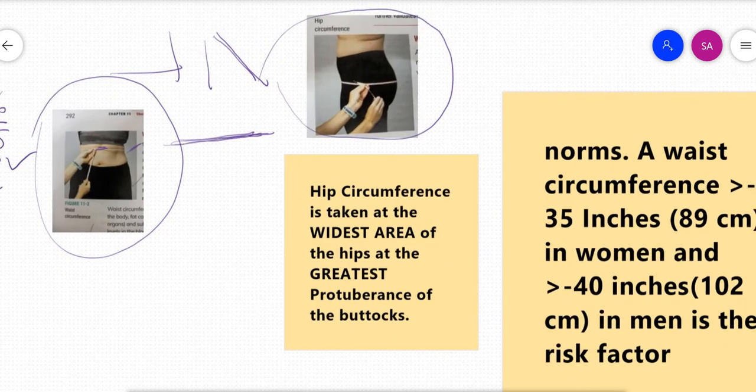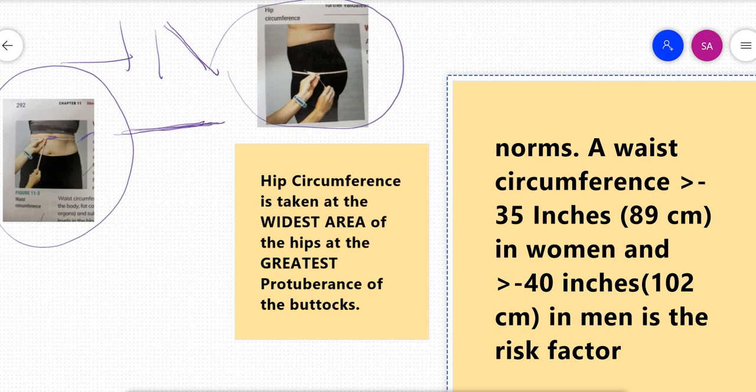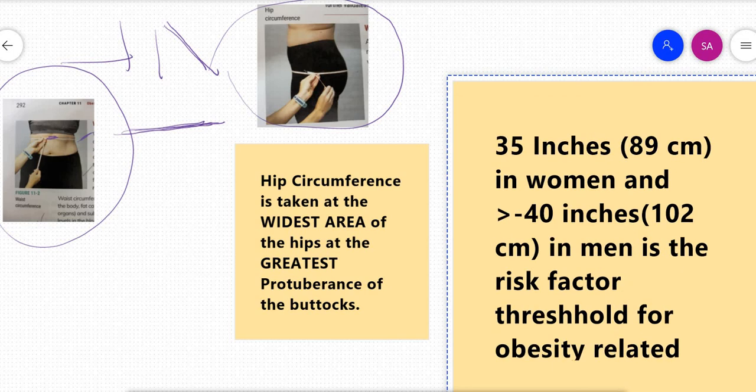So please take care of these norms, which are very, very important, because you will definitely receive one or two questions on these norms also.